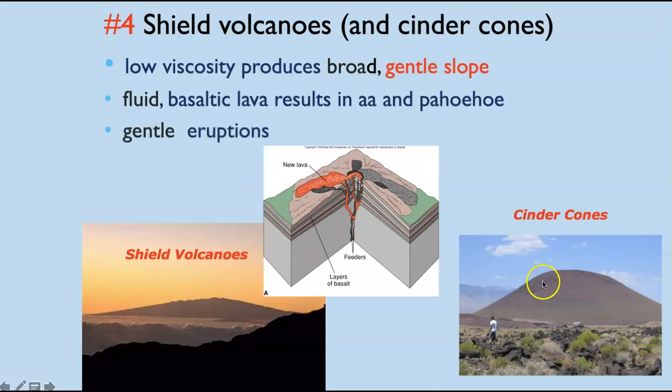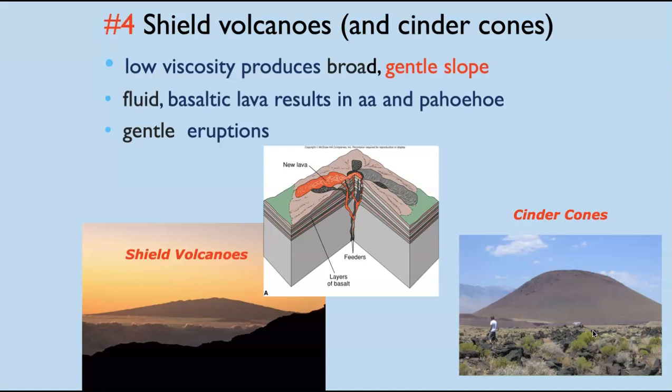So this is a cinder cone. It's also basalt, but it's small. You can see a person here for scale. This one's in California. And these are made of cinders, which are the material that are sometimes blocky and sharp that are thrown out of a volcano occasionally.